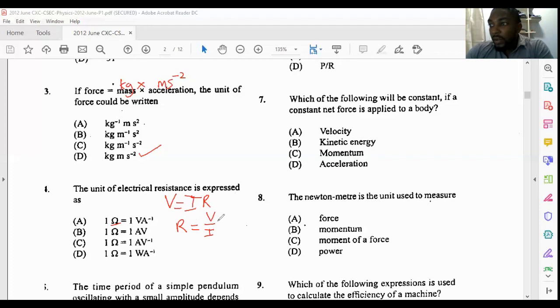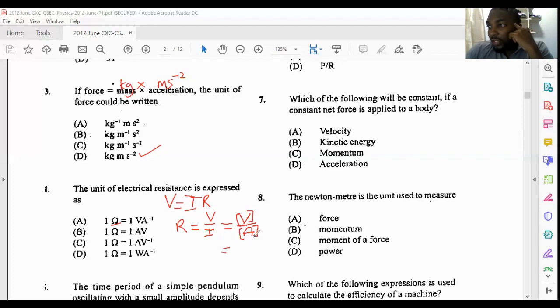And where R will be the unit, the ohm is the unit of R. So we want to figure out what the units are now. V, which is voltage, is measured in volts. And electrical current, I, is measured in amperes. So we're going to have volts divided by amperes. Which of these units shows that?